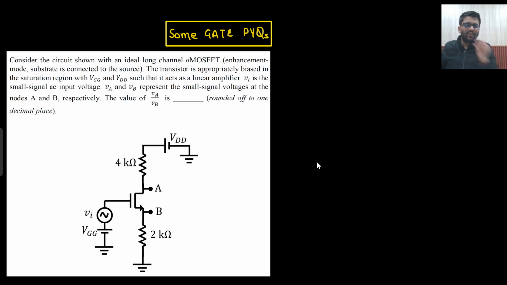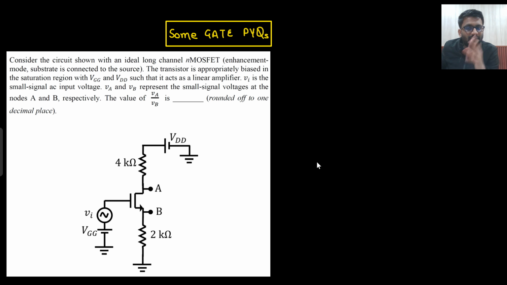So read this question, and in the examination, see what you need to take from it. Consider the circuit shown with an ideal long channel NMOS enhancement mode. Substrate is connected to the source. So you don't know what they are talking about here, but substrate is connected to source, so you can ignore this line. The transistor is appropriately biased in saturation region with VGG and VDD. That also you don't know, but you got to know that it is biased. That means biasing we have done, appropriately, such that it acts as a linear amplifier.